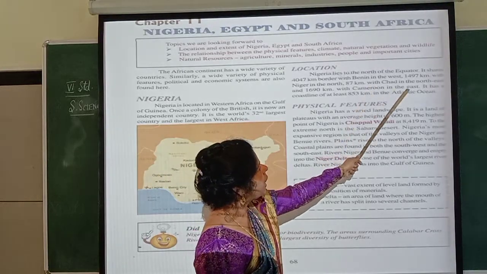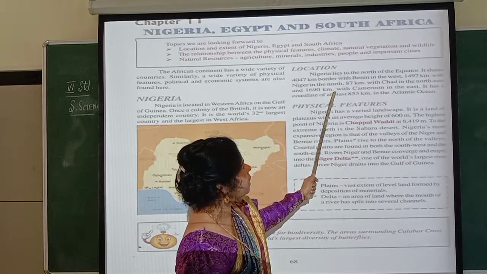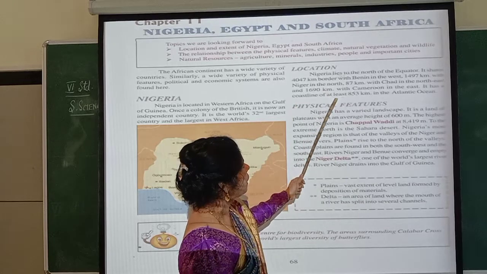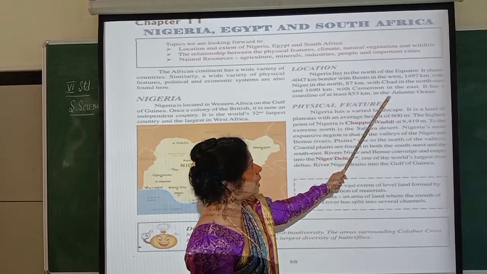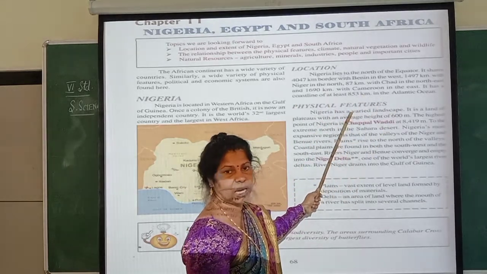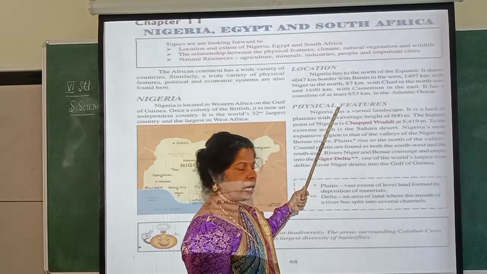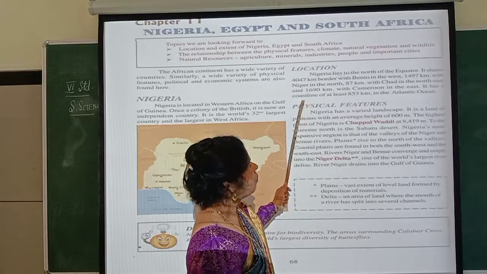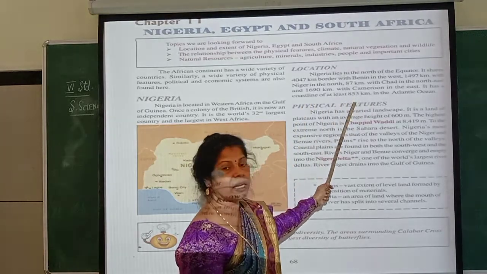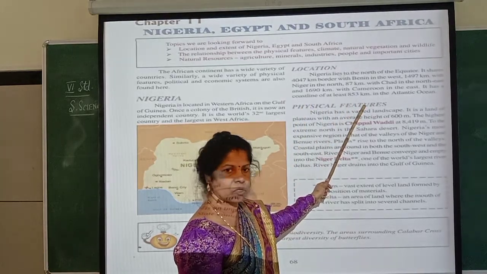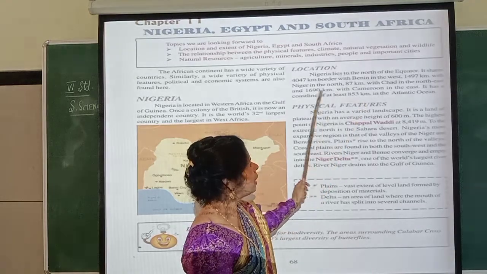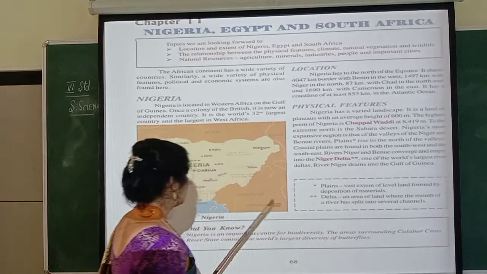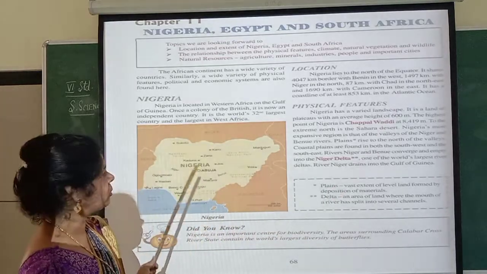So here, Chad in the northeast and 1690 km with Cameroon in the east. It has a coastline of at least 853 km in the Atlantic Ocean. Coastline, coastal area means the area where the sea or ocean is present. That is called a coastal area. What is the dimension of that? It is 853 km. So you can understand how big it is. 853 km in the Atlantic Ocean. So it is where? In the Atlantic Ocean.